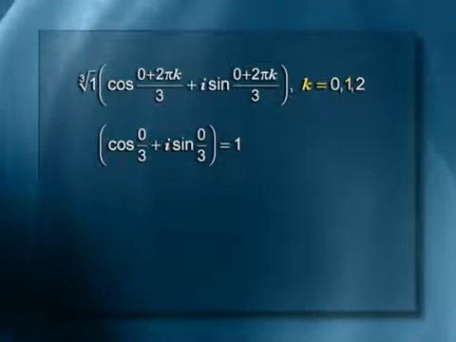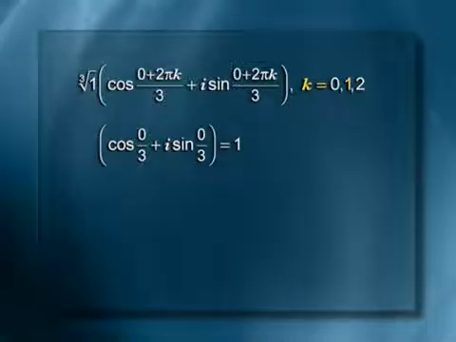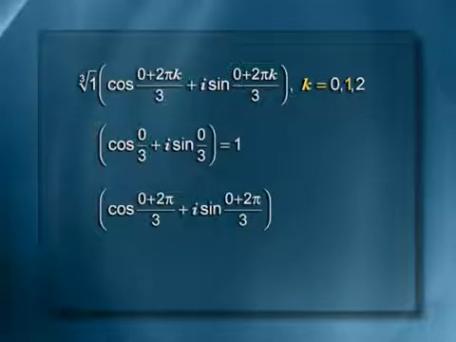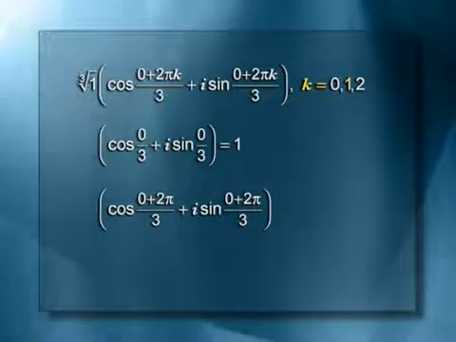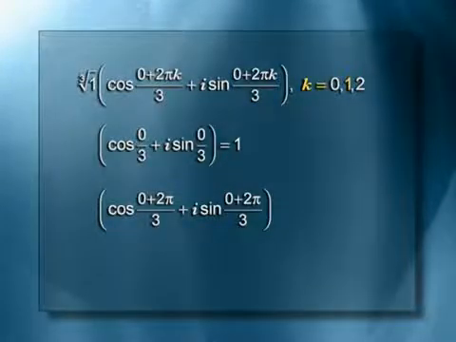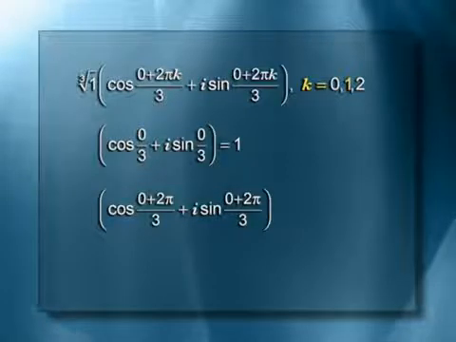Now, here comes the fun part. Plug in k equals 1 into our formula. Watch what happens. The angle is theta plus 2 pi k, and k is 1, so it's 0 plus 2 pi over 3, and that is 2 pi over 3. So it's cosine 2 pi over 3 plus i sine 2 pi over 3.